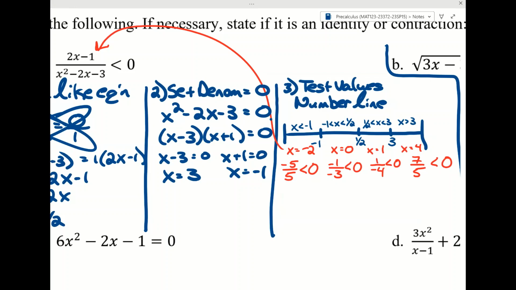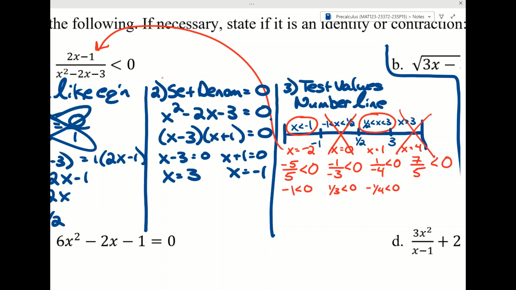All right. So this first one, -1/5 is less than 0. So I'm going to circle this because that's true. 1/3 is not less than 0. So I'm going to put an X on that. -1/4 is less than 0. So I'm going to circle that. And then 7/5 is not less than 0. So I'm going to put an X for that.